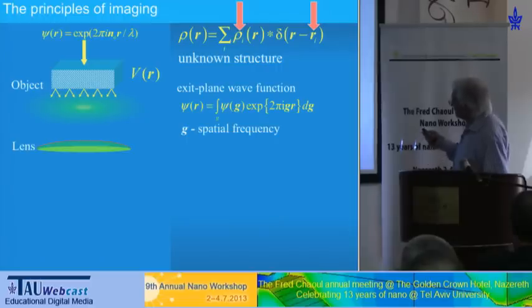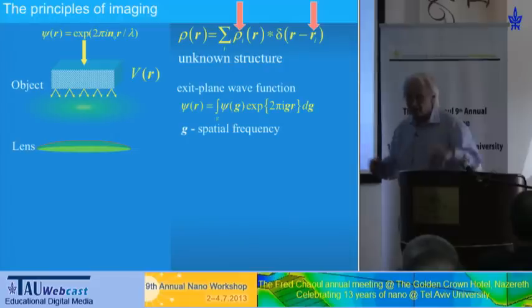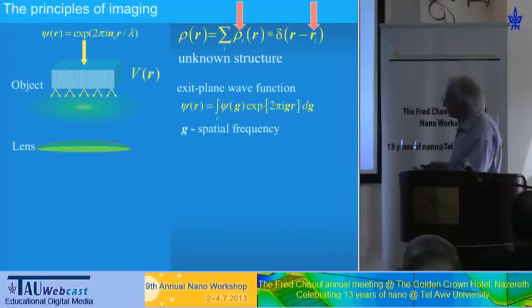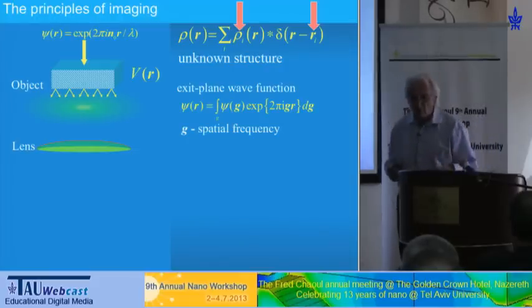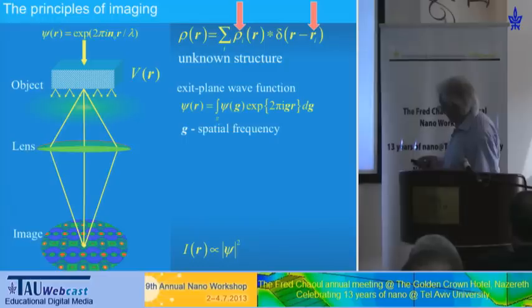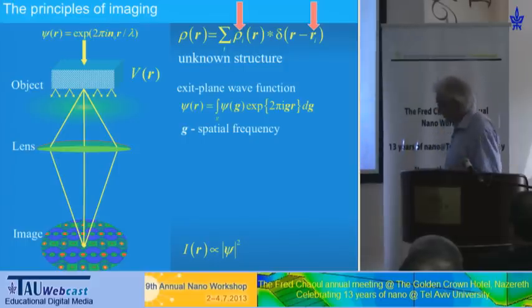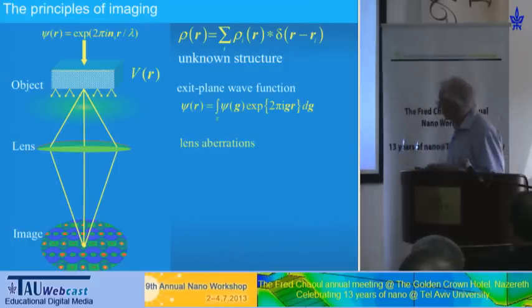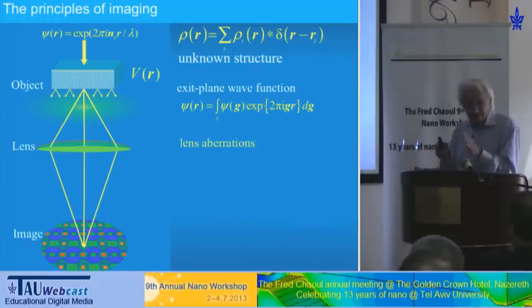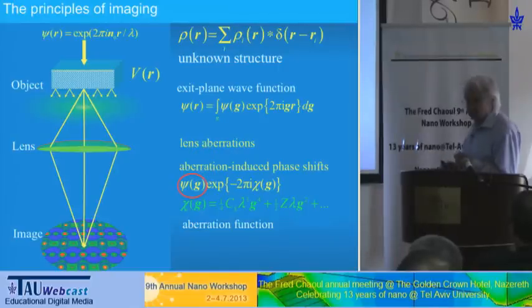And it's this exit plane wave function, and not the specimen itself, let alone the atomic structure, which is the object of our objective lens in the microscope. When we have an ideal lens, the image intensity distribution is just the absolute square of this exit plane wave function. In reality, however, we have lens aberrations, and the physical effect of the lens aberrations is that these Fourier components are multiplied by an additional phase factor.